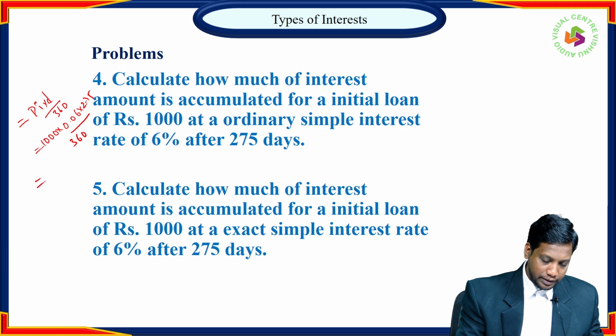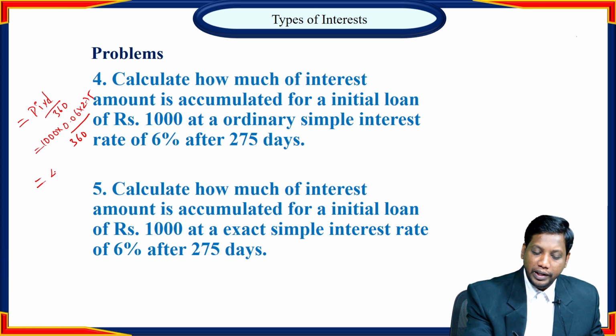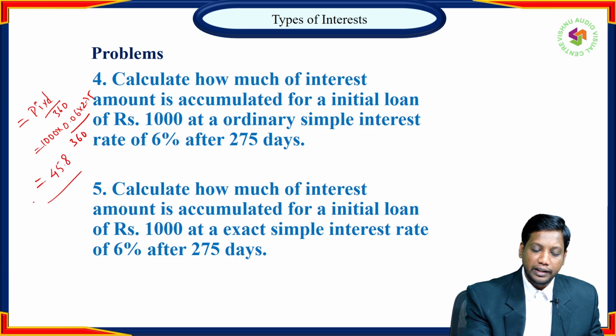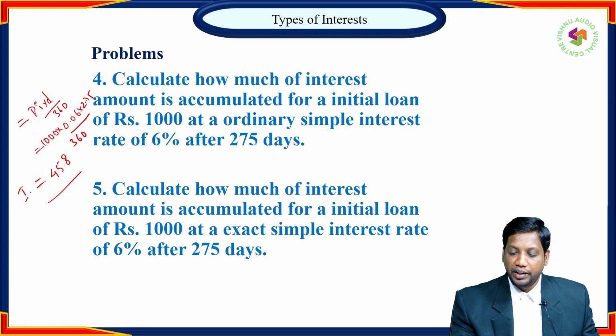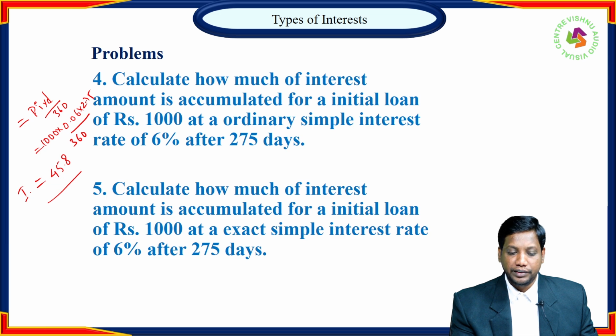So we might be getting 0.06 multiplied by 275 divided by 360 into 1000. We might be obtaining 45.8 rupees. This is the interest amount accumulated after a period of 275 days in the case of simple interest.